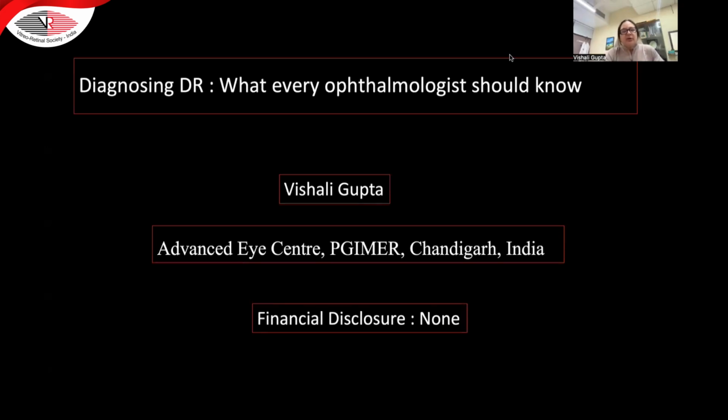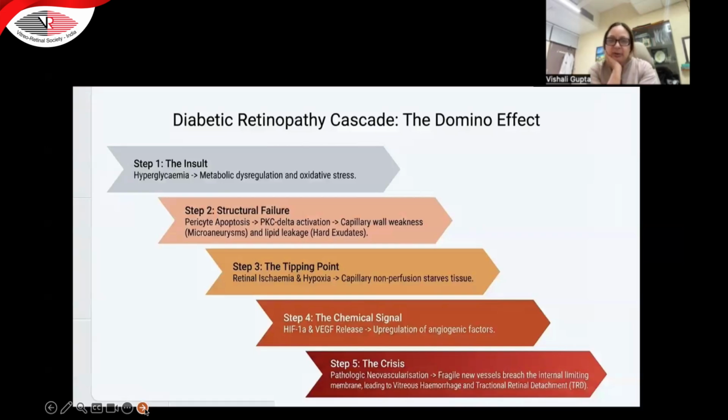So let's begin today's masterclass on diabetic retinopathy. How do we diagnose diabetic retinopathy? Now, when it comes to diabetic retinopathy, before we start into the clinical aspect, the most important thing is we understand what is happening. There is hyperglycemia due to diabetes, which is causing a lot of metabolic dysregulation and stress.